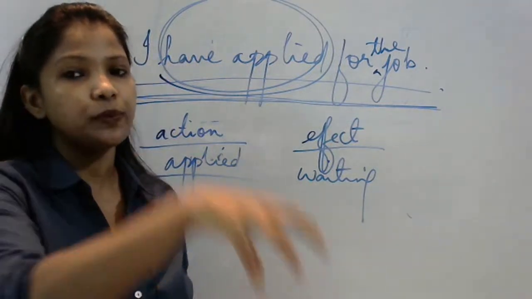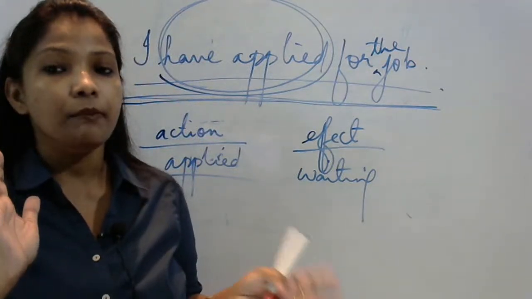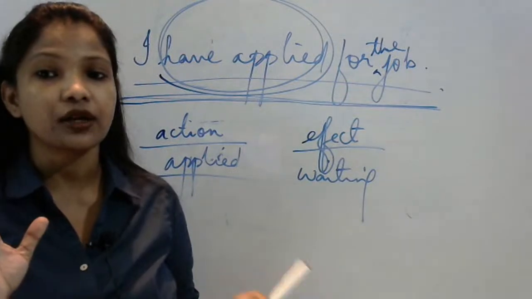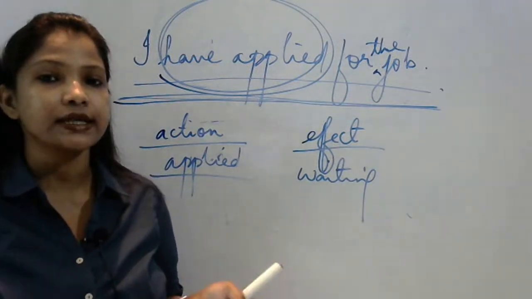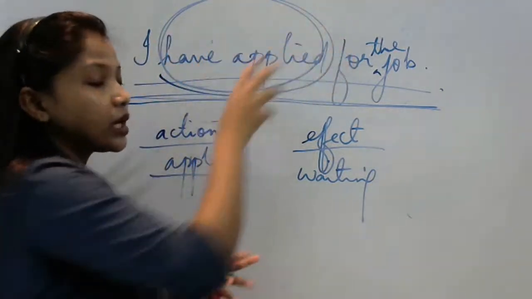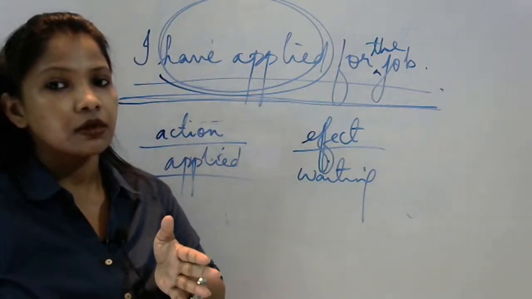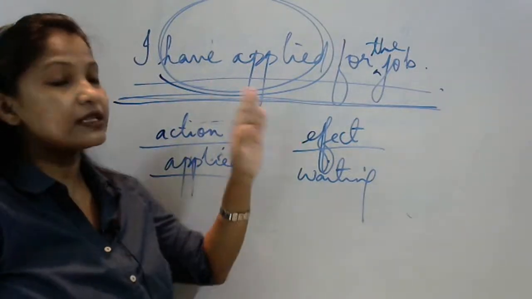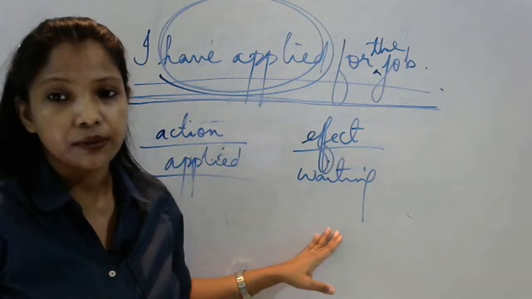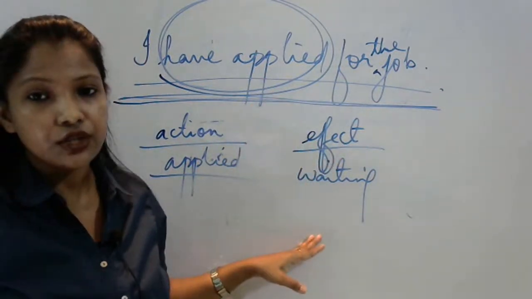I am not asking you to pick out words from the sentence. I am asking you the metaphorical or the hidden effect of the action. Try to understand. Do not be so mechanical. This is not mathematics. Isko nikala, usko nikala. Not that. "Have" is not the effect. The effect is I am waiting for the job.